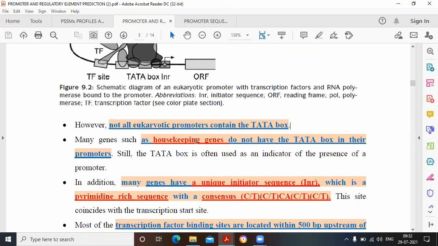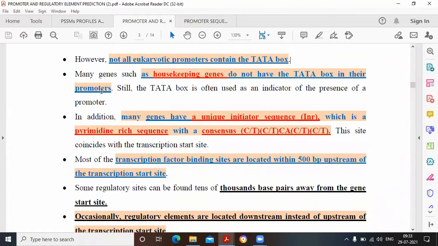So all the genes also have different kinds of promoter elements or promoter sequences. This is also one of the challenging problems in designing an algorithm to understand the function of a particular promoter. And if we analyze other genes, especially housekeeping genes, we can find that along with the promoter there is another kind of sequence called the unique initiator sequence, that is the INR sequence.